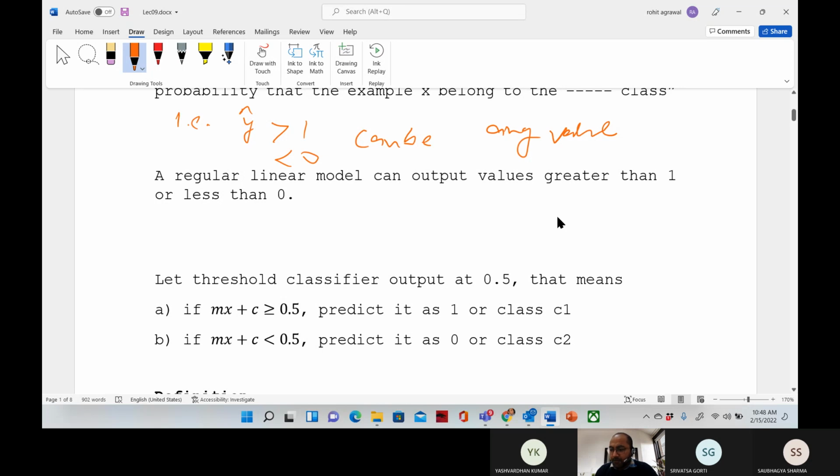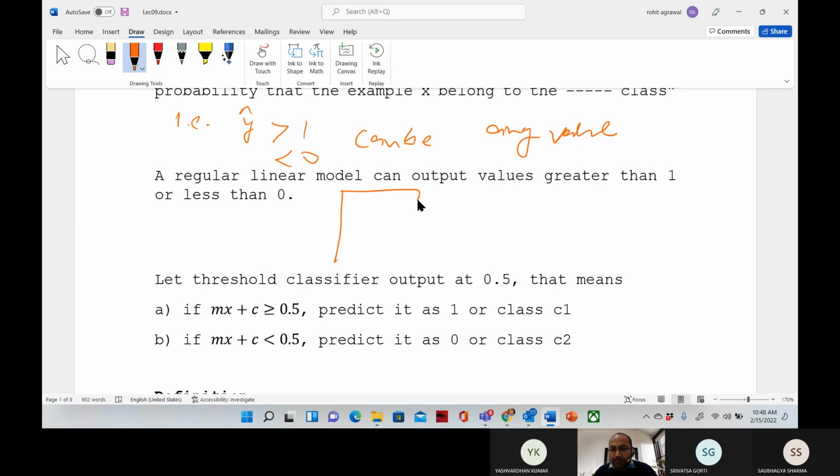Is it clear? This time we are going to predict which class a particular example belongs to. Is it clear?